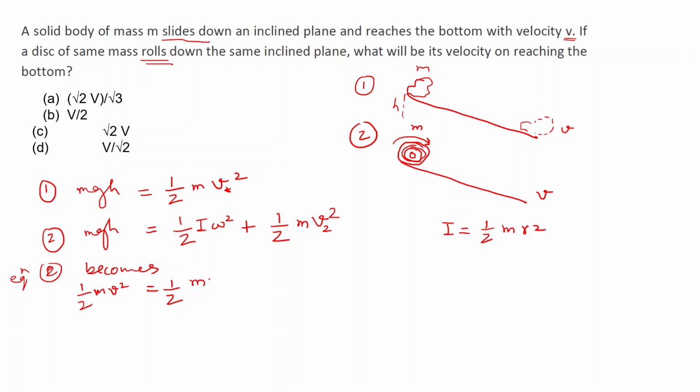So it will be mr square, and omega will be what? We know v is equal to r omega, right? Here it's v2, so v2 is equal to r omega, so omega will be v2 by r, to avoid some confusion. Wait, let me erase this.